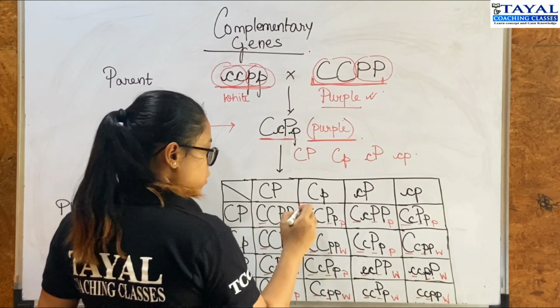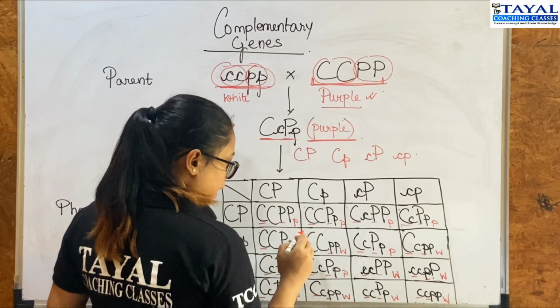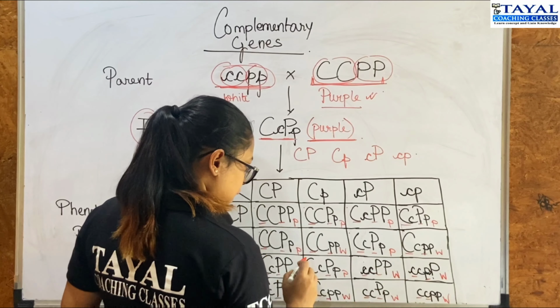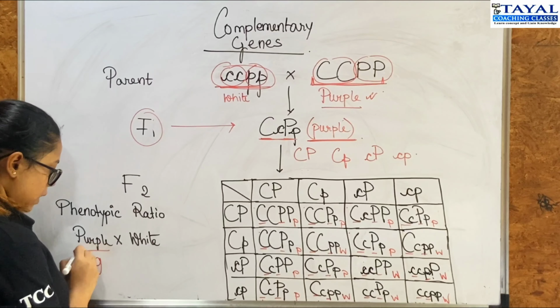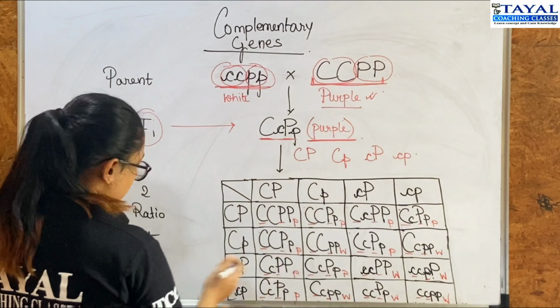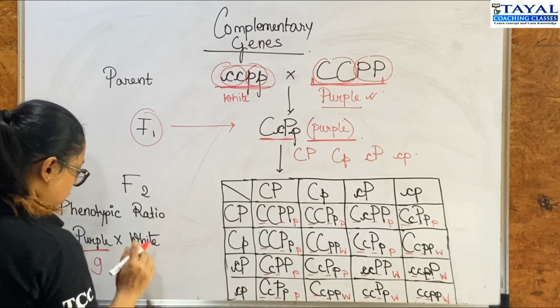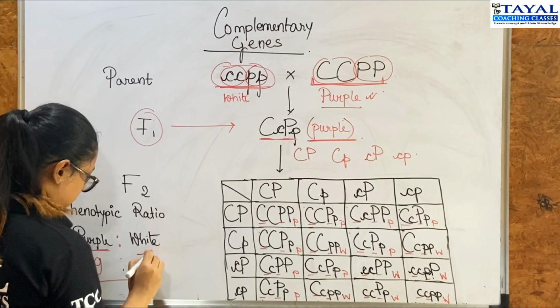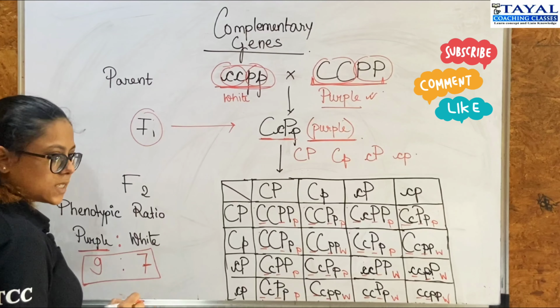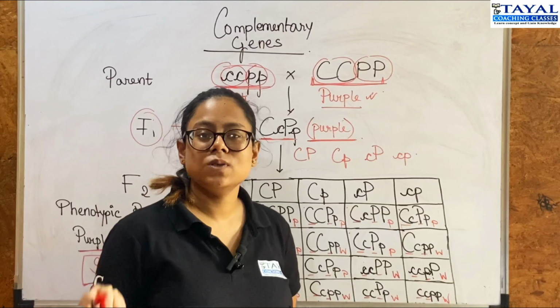Let's count. So 1, 2, 3, 4, 5, 6, 7, 8, and 9. So we have 9 copies of purple, and we have obviously then 7 copies of white, correct? So our phenotypic ratio for this particular cross then becomes 9:7.